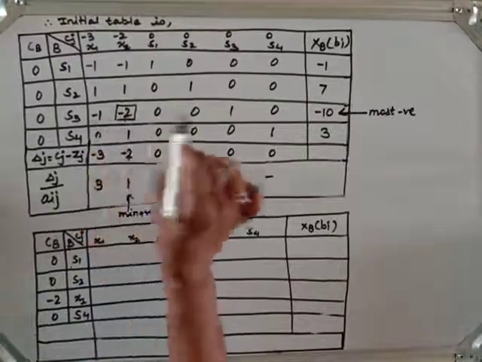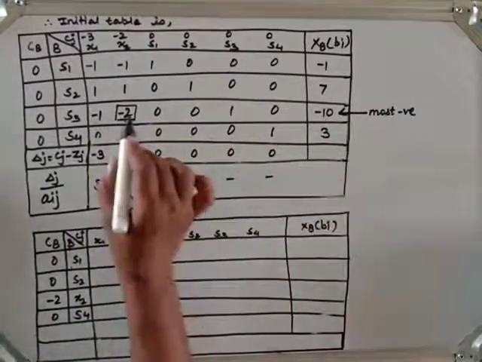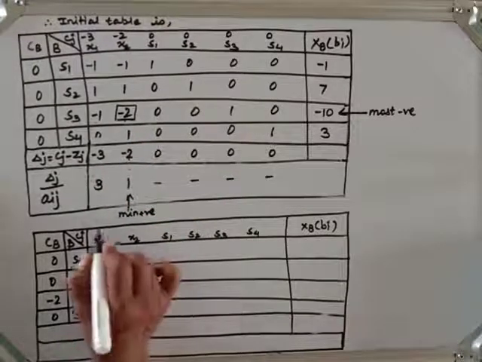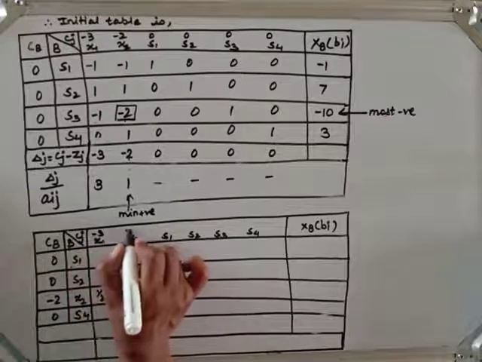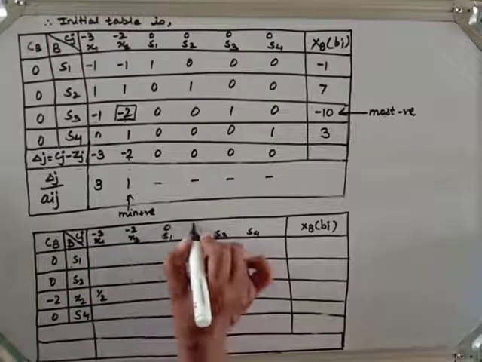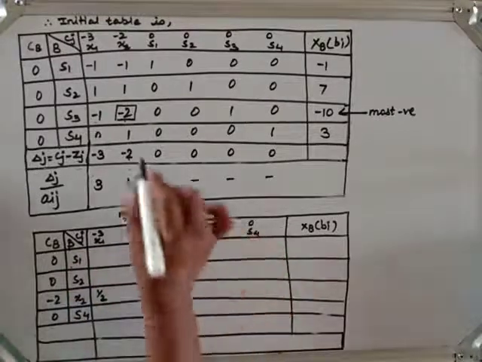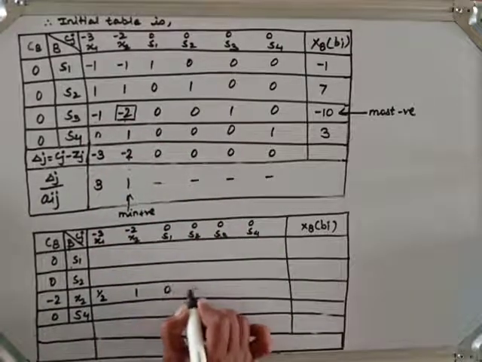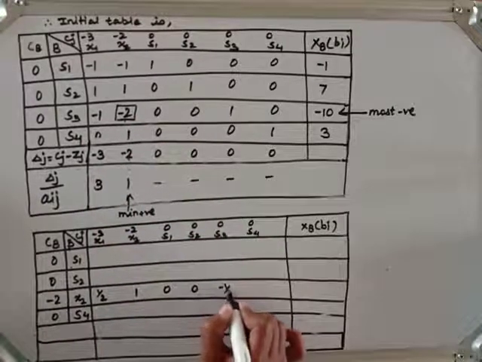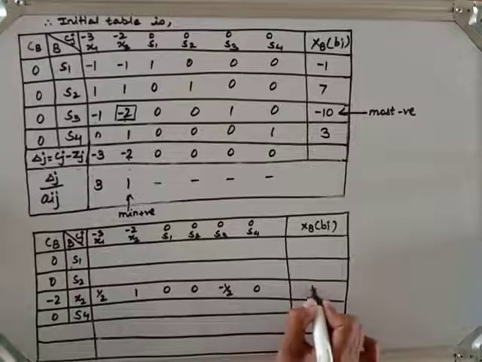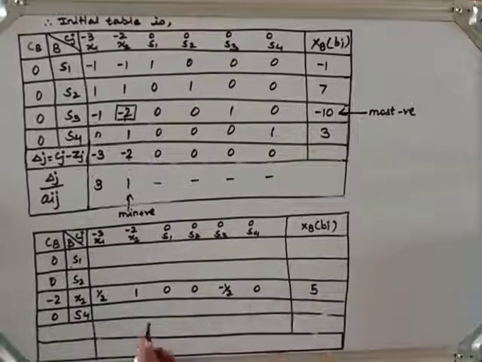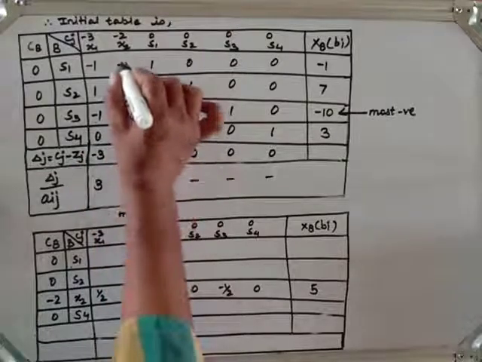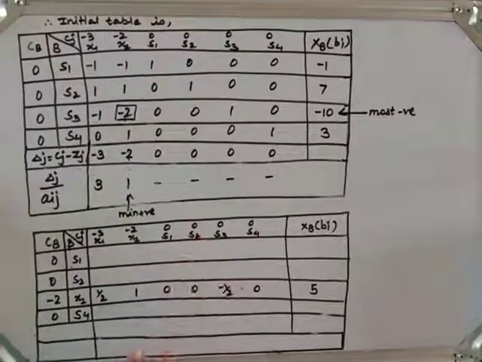Fine. Now this one we have to make 1. So for that divide throughout by -2. So we get here 1/2. Sorry, here the coefficients we should write 0, 0, 0 and 0. Now this is 1/2. This is 1, 0, 0. This will become -1/2, 0, and this will become 5. Fine. Now the other these -1, 1 and 1 we have to make 0.